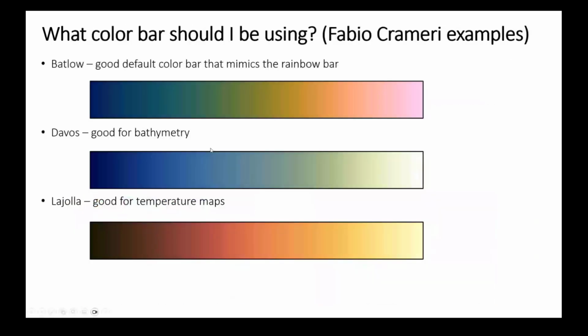So what color bars should you be using? And these are Fabio Crameri examples that are present in Petrosys. We have a lot more than 3 color bars, which I'll show you in a second. But some basic recommendations that I might offer you is there's the Batlow color bar, which is a good default color bar that mimics the standard rainbow bar that people like to use. There's also the Davos color bar, which may be good for bathymetry. And there's the Lajala bar, which is good for temperature maps. But you don't have to stick to these recommendations. I encourage you to explore and to use different perceptually uniform color bars to find one that might suit your purpose.